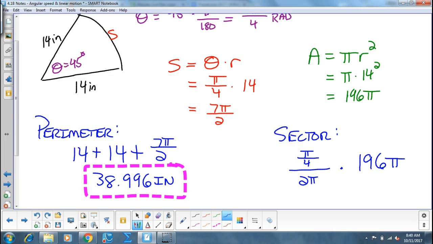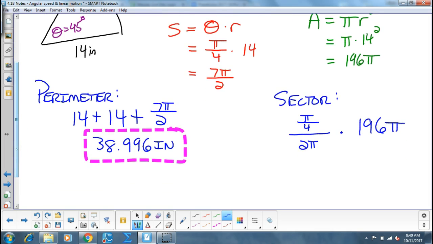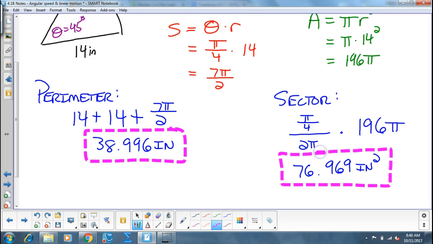So the area here is 76.969 square inches of chicken bacon ranch delight. If you're Lucas Linsmeyer, then it's macaroni and cheese delight. That's the mac and cheese pizza. Okay? So a couple of sector ones there.